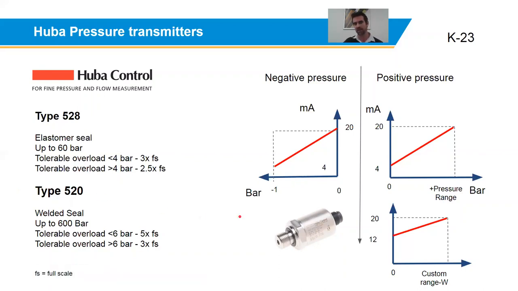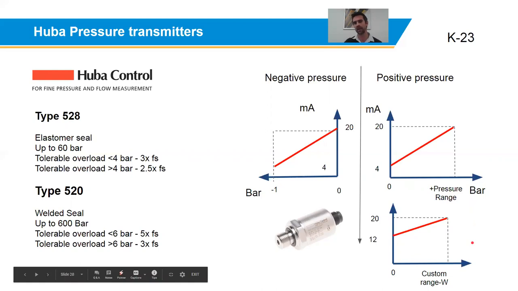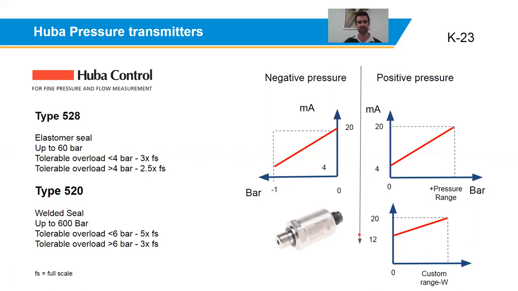You can see the typical 4 to 20 milliamp curves from 0 to -1, or from 0 to your positive pressure is your typical 4 to 20 milliamps. There are also customizable ranges. If you require, Huber has the facilities to customize these ranges. So maybe 12 to 20 or 4 to 10 milliamp, these are all possible as well, through special requests, obviously.